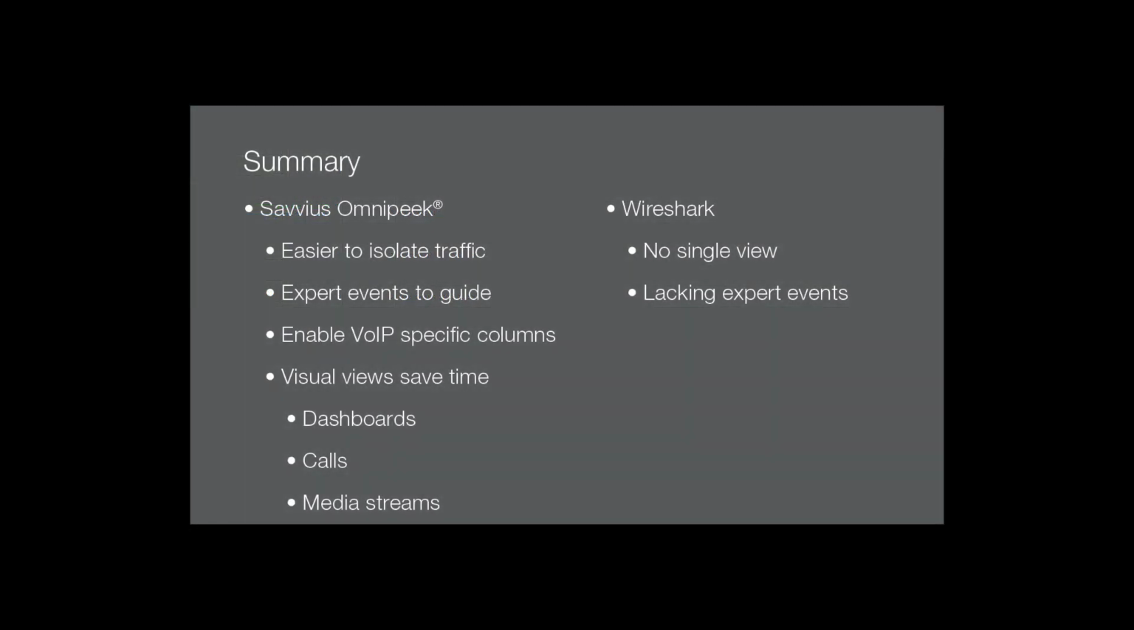In summary, we can see that some of the key advantages that Omnipeek gives us is it's easier to isolate the traffic. The expert events do give us a guide to what may be occurring on the network as far as issues. Enabling VoIP-specific columns allows us to focus on the data at hand that we're interested in, and the visualizations make it very easy in dealing with the data. Within Wireshark, there is no single view that gives you an idea of all of the calls without going into the statistics specifically, and expert events typically aren't tied into the view.